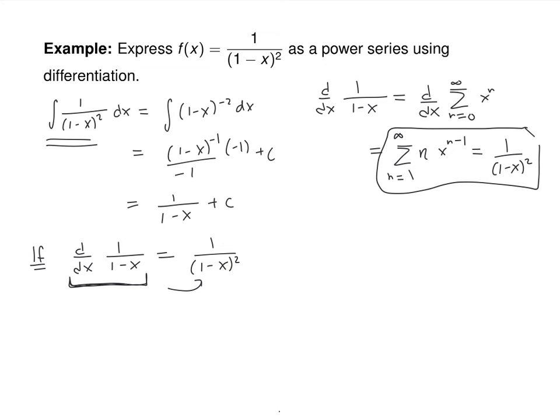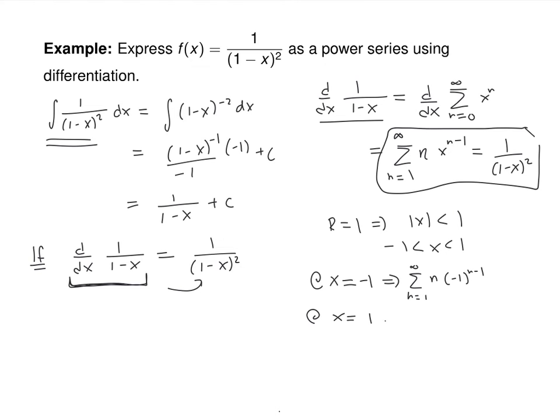Now we know from earlier the radius of convergence for 1 over 1 minus x is 1. So we know that R is 1. We know that we have convergence if the absolute value of x is less than 1, or -1 is less than x, which is less than 1. We just need to retest x equals -1 and x equals +1. So at x equals -1, we have the sum from n equals 1 to infinity, n times -1 to the n minus 1. And at x equals 1, we have the sum from n equals 1 to infinity of just n. Both of those diverge.